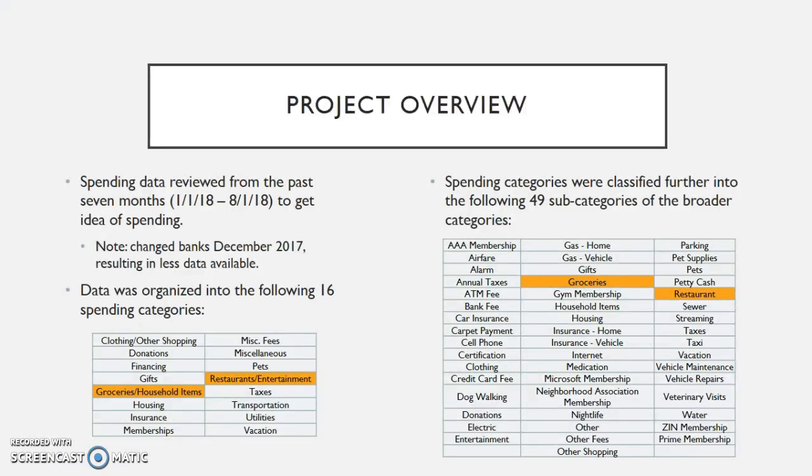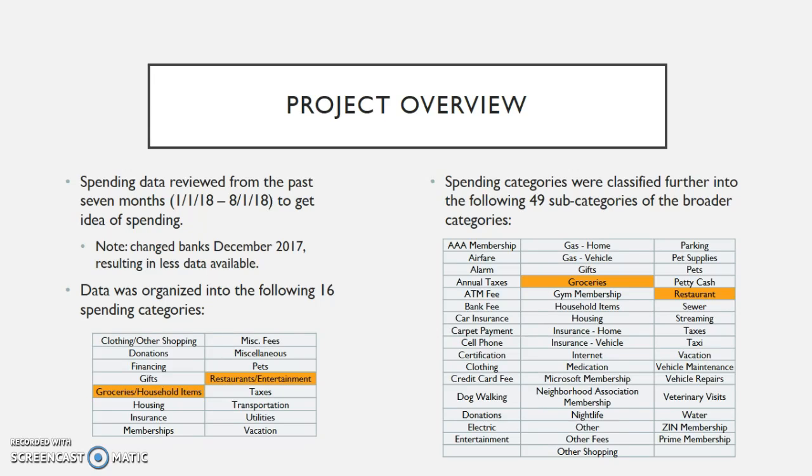So in this phase of the project, I looked at the time frame in the past 7 months just to get an idea of some spending trends. Those 7 months are January 1st up until August 1st. So ideally, I would have liked to look at about a year's worth of data, but unfortunately, I changed banks in December, and because of that, my data is no longer available, and that was our primary bank.